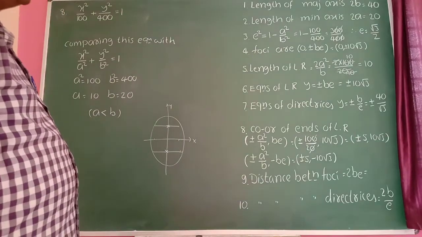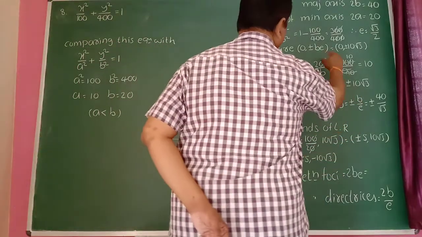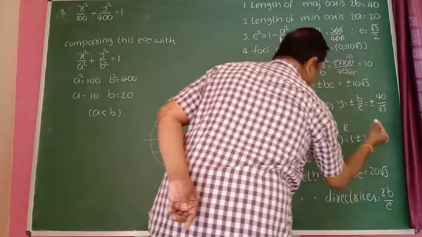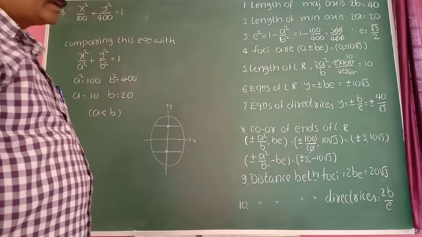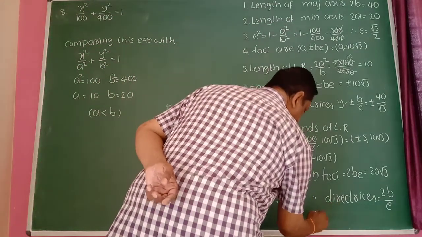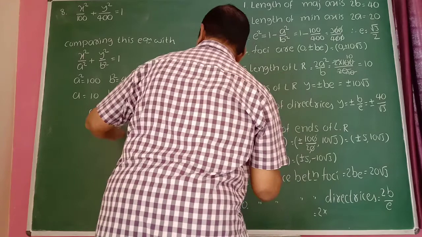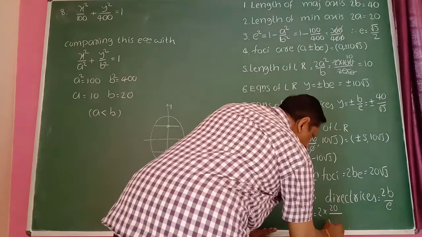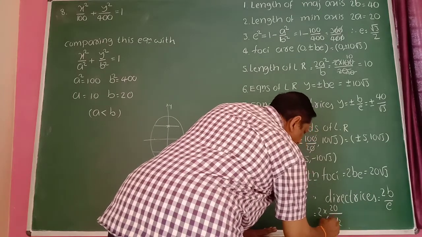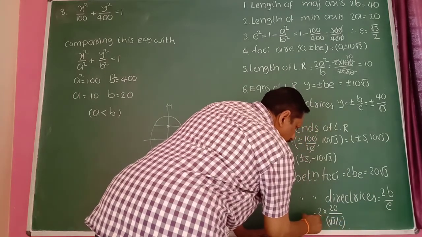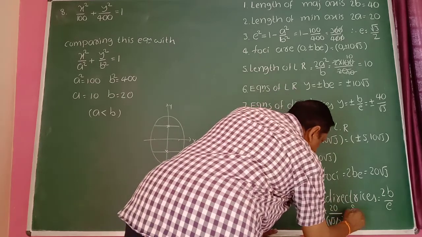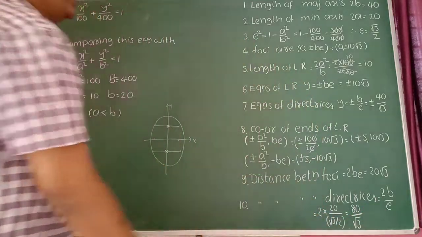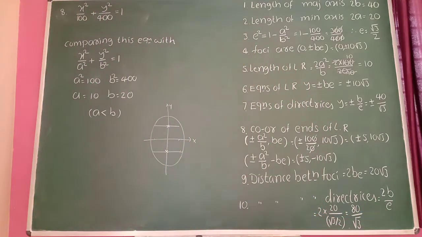And the distance between the foci: 2 b e, 10 root 3, 2 tens are 20, so 20 root 3. And the distance between directrices, 2b upon e. Therefore, 2 into the b value 20, and the e value root 3 by 2. Then 2 fours are 8, means 80 divided by root 3. 80 upon root 3 is the distance between directrices.